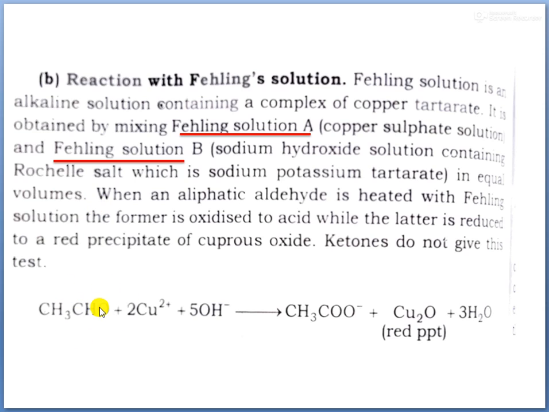When an aliphatic aldehyde is treated with this Fehling solution, it is oxidized to a carboxylate group, and the copper present in this Fehling solution is reduced to a red precipitate, that is cuprous oxide. The formation of this red precipitate indicates that the material given to us is an aldehyde. This reaction is also given only by aldehydes, and ketones will not give this reaction.